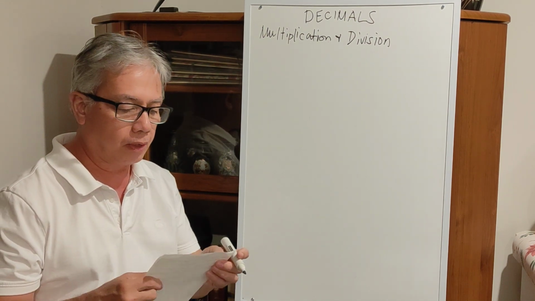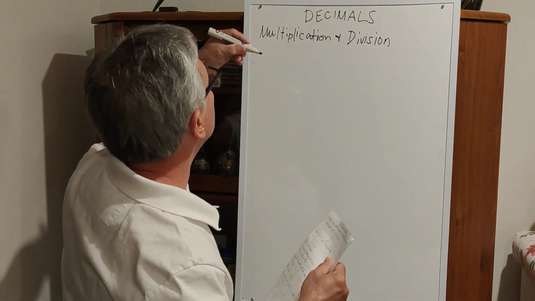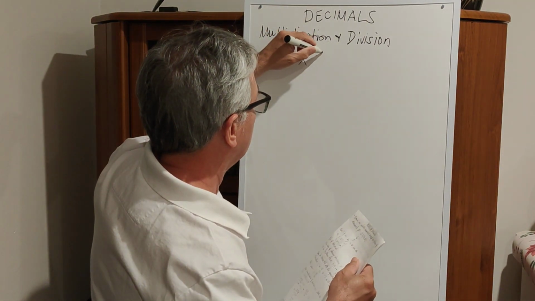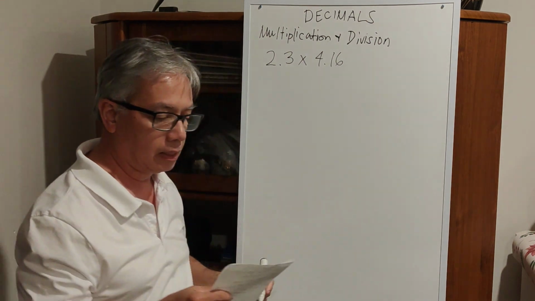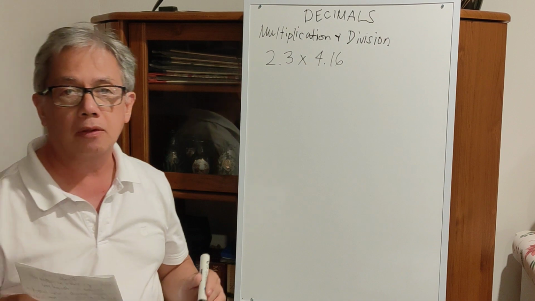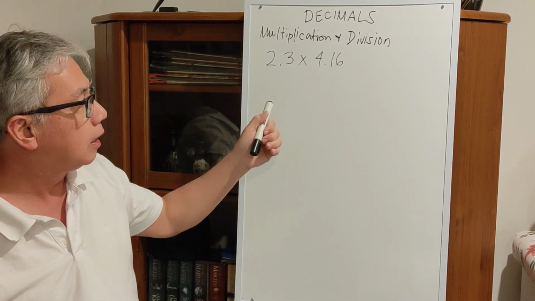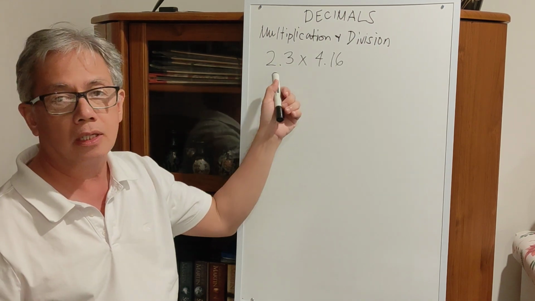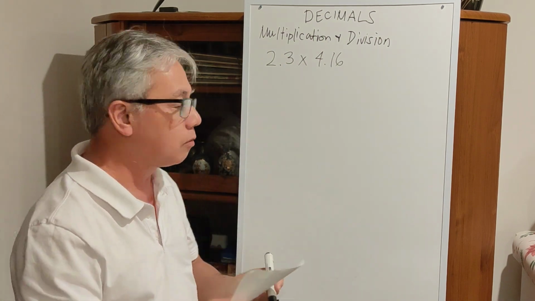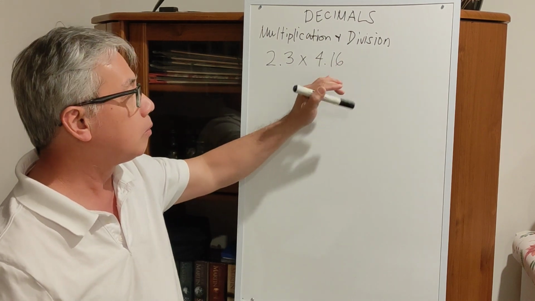For example, we have two numbers, 2.3 times 4.16. In multiplying decimals, it is the same as multiplying whole numbers. We will also align the last digit of each one first, and then we put the remaining numbers. So we usually put the one with more numbers on the top.